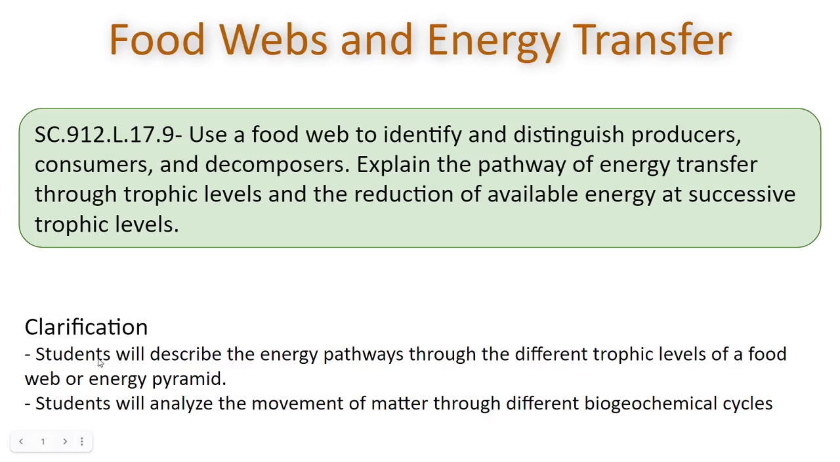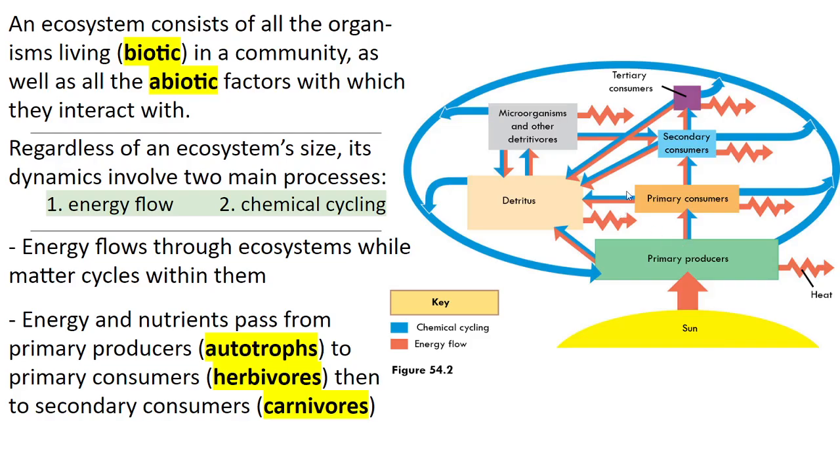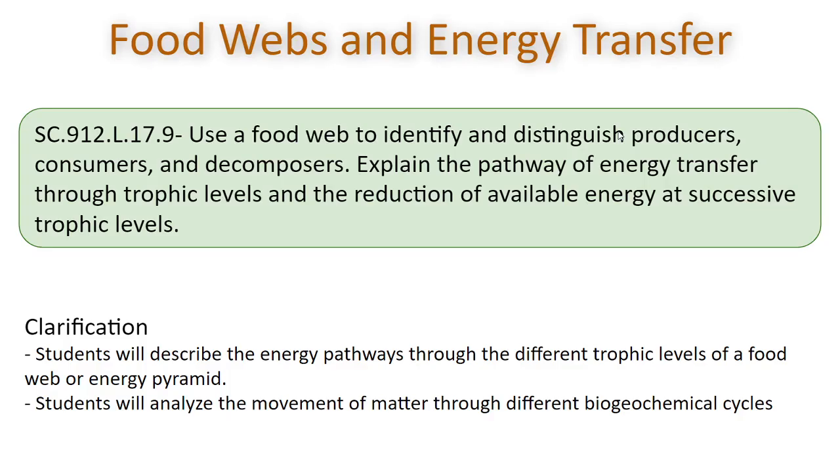All right, so for clarification, students will describe the energy pathways through the different trophic levels of a food web or an energy pyramid. We're going to do that, and we're also going to analyze the movement of matter through the different biogeochemical cycles. We're going to go straight to that. We're going to look right here, and I want you to notice that energy. This graph right here shows how energy moves through and then matter is cycled around. We're going to come back to that, but that goes directly from what this says right here, the clarification. Those are the two things that you really need to be able to understand.